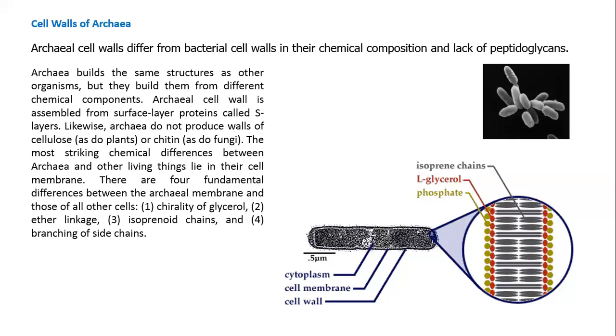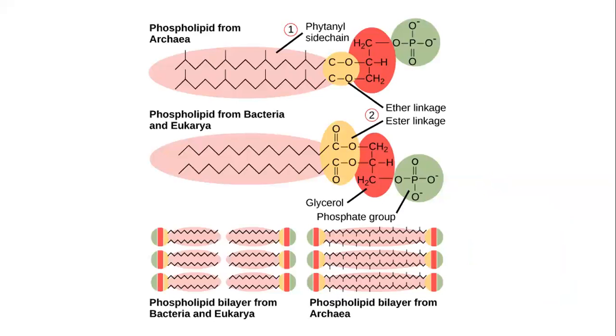First one, the chirality of glycerol, the ether linkage, the isoprenoid chain, and the branching of side chain. First, I will describe the chirality center of the glycerol, which is depicted here, and there is a phytanyl side chain which is present there, and the phospholipid is branched in case of archaea.